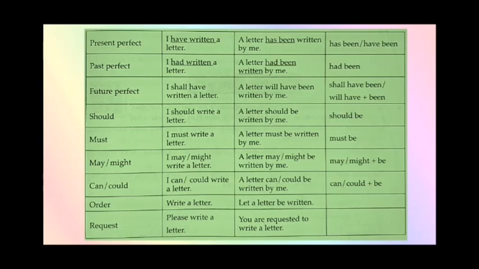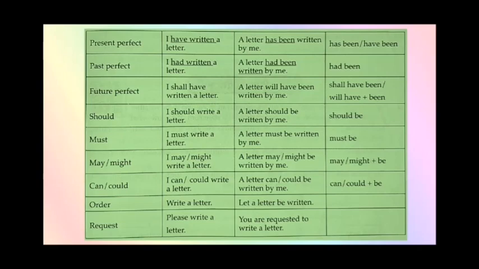Now when the word should comes: I should write a letter. In the passive voice, it can be changed as: a letter should be written by me. The auxiliary verb is should be. Must. I must write a letter. A letter must be written by me. So the auxiliary verb here is must be.